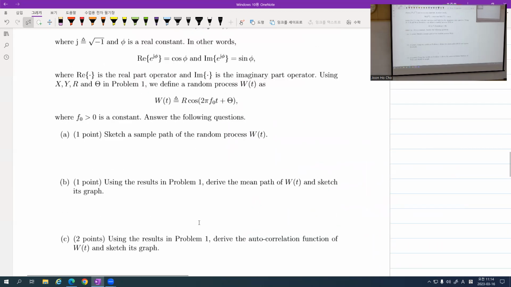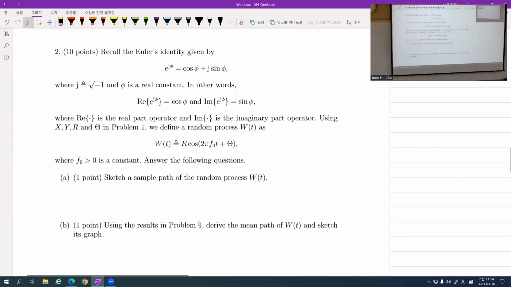But anyway, sketch the sample path of the random process. So you could draw any sample path, some sinusoidal function, right? And what is important is that the period is T, which is the inverse of f0. That is the key. Other than that, the amplitude could be any number because R is a Rayleigh random variable with no bound, and the initial phase could be anything because theta ranges from 0 to 2 pi. So this is a typical sample path of the random process W.